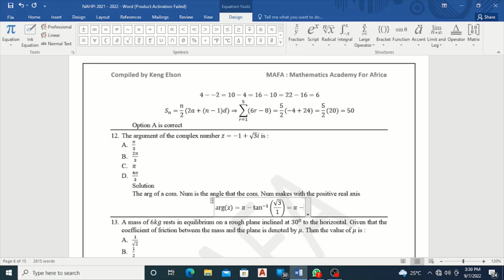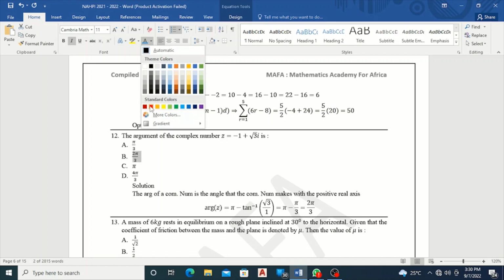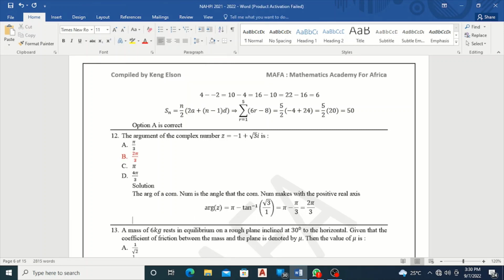So you have pi minus tan inverse of root 3. You can use your calculator. The tan inverse of the square root of 3 is 60 degrees, which is pi on 3. So pi minus pi on 3 gives us 2 pi on 3. That's 120. You even see 2 pi on 3 was among the options. So option B is correct.